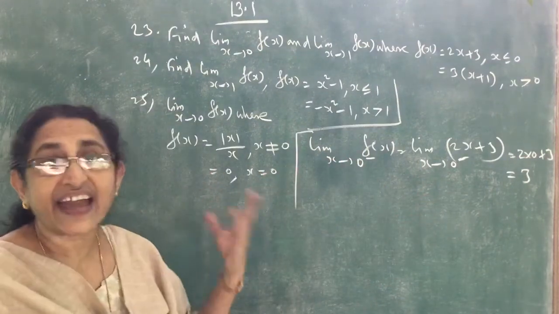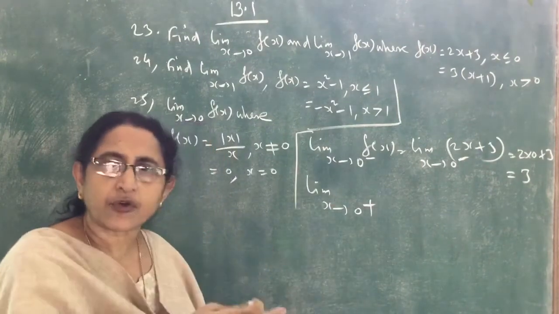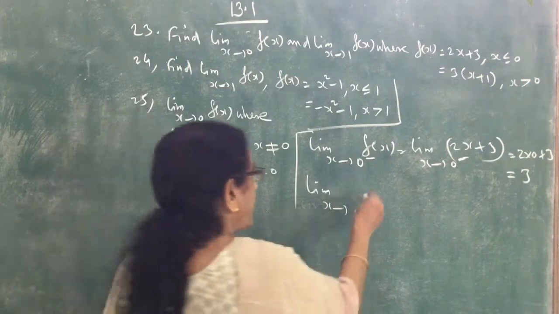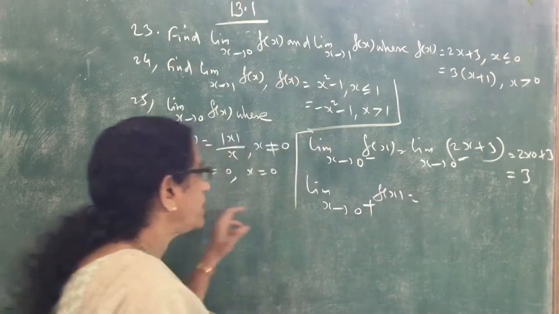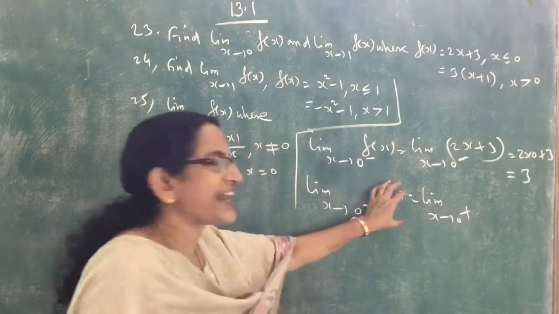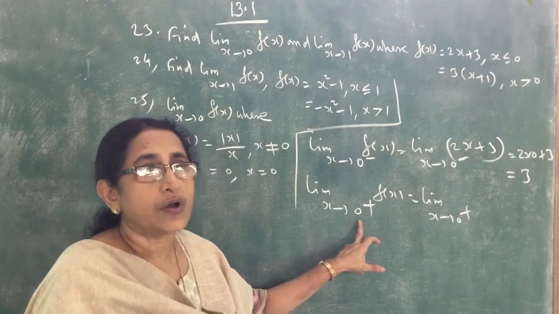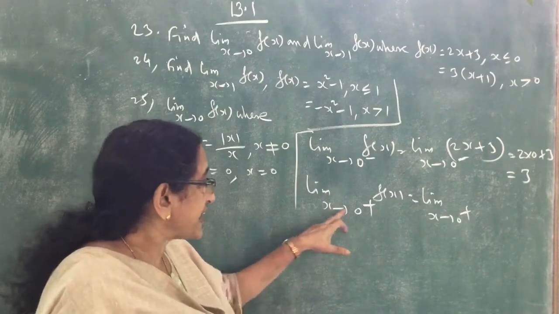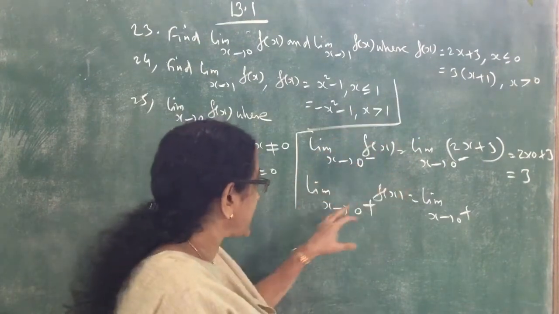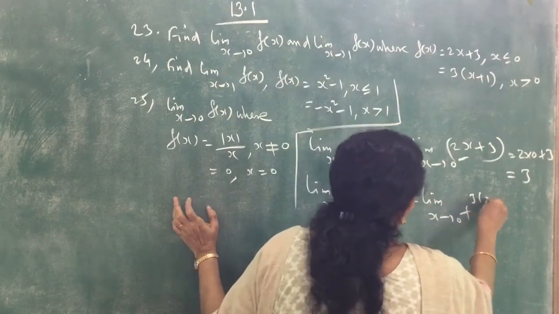Now we can find the right hand limit, that is limit x tends to 0 plus, after 0 put plus. So limit x tends to 0 plus, that means it is right limit of f of x. Now write f of x when x is greater than 0. Right limit means x is greater than 0 and very close to 0. So x is greater than 0, what is f of x? From the given function, f of x is 3 into x plus 1. So write 3 into x plus 1.